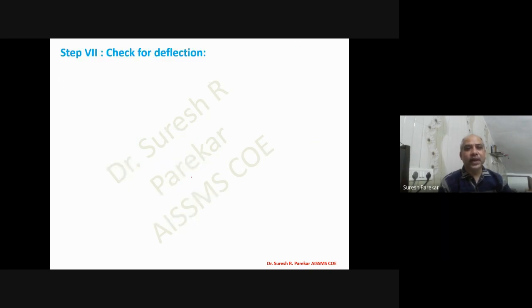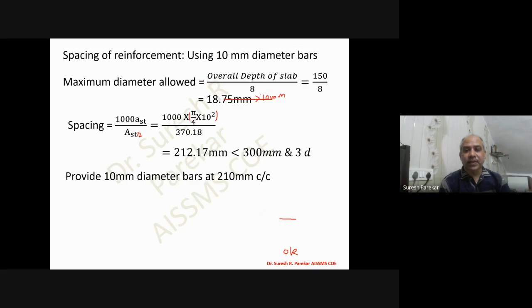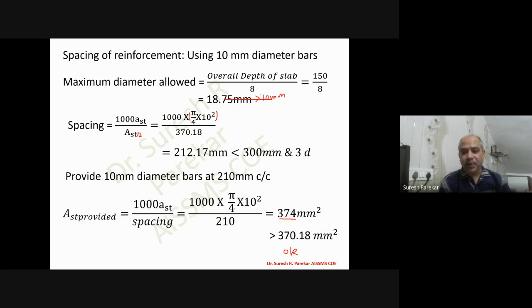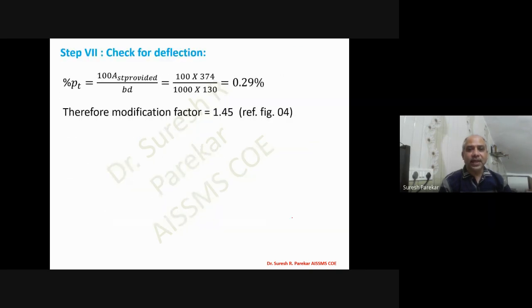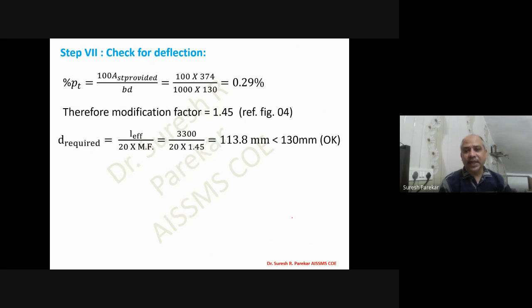Then we have the check for deflection. Now we have percentage pt equal to 100 Ast provided upon bd. Here we have to take Ast provided, and we have seen that the value of Ast we have provided is equal to 374 millimeters square. We have to take this value to calculate the percentage reinforcement. Then we have that percentage reinforcement 0.29, and by using figure 4, we have the modification factor 1.45 against fs, that is 0.58 into 415, which comes around 245. Then d required we get as 113.8 millimeter, and we have provided that value as 130 millimeters.